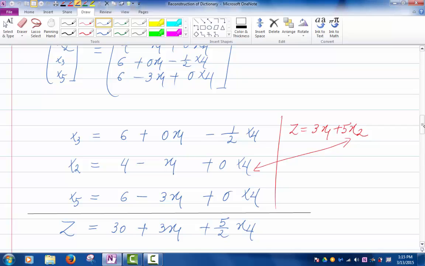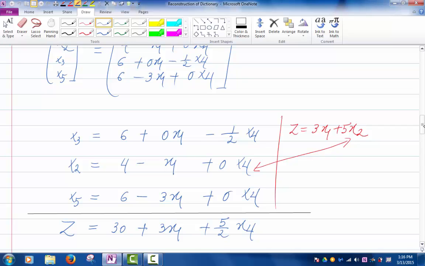Well, originally z is what? z is 3x1 plus 5x2. That's the original z. What you have to do is that on the right-hand side here, because x2 is a basic variable, you can replace x2 by the right-hand side. So you can replace x2 by 4 minus x1 plus 0 x4 here. If you do that, you can express z in terms of x1 and x4 as well.